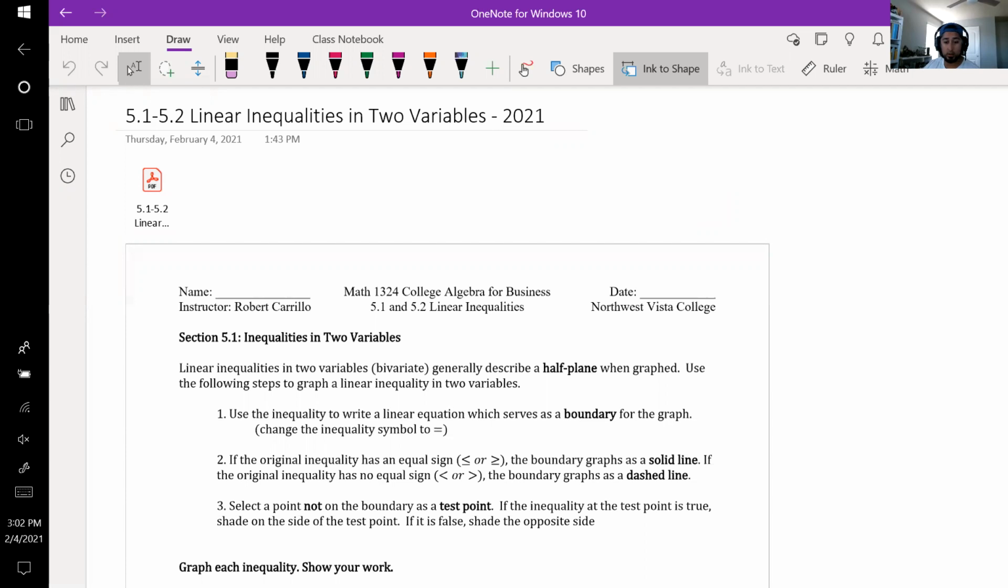All right. If you just came in, I'll post the notes again in the chat. This is what we're covering today: 5.1 and 5.2, linear inequalities in two variables. All right, so let's get started.